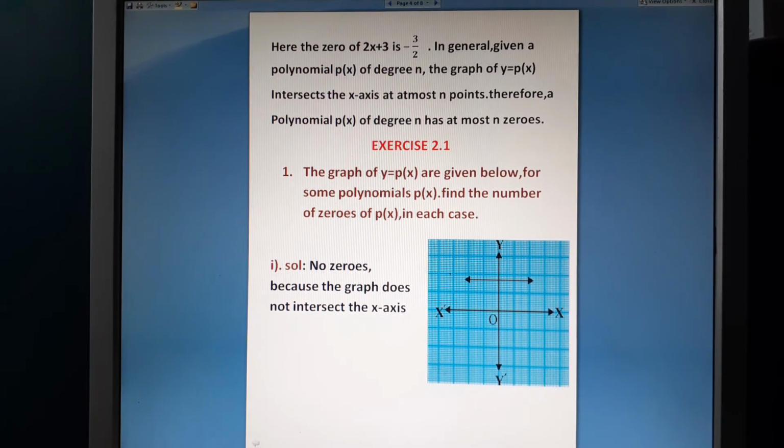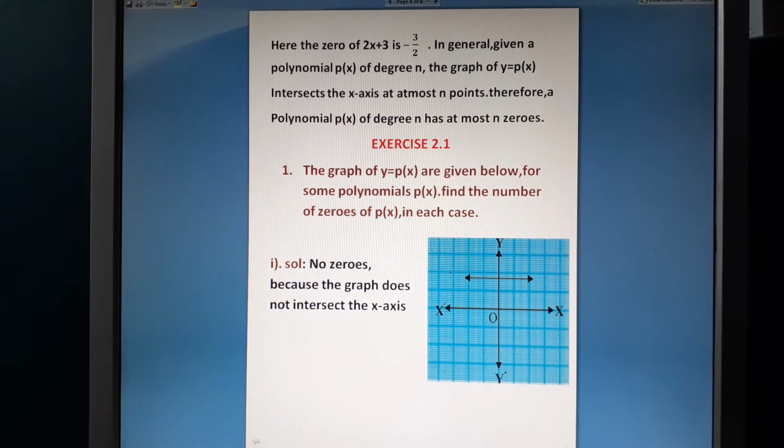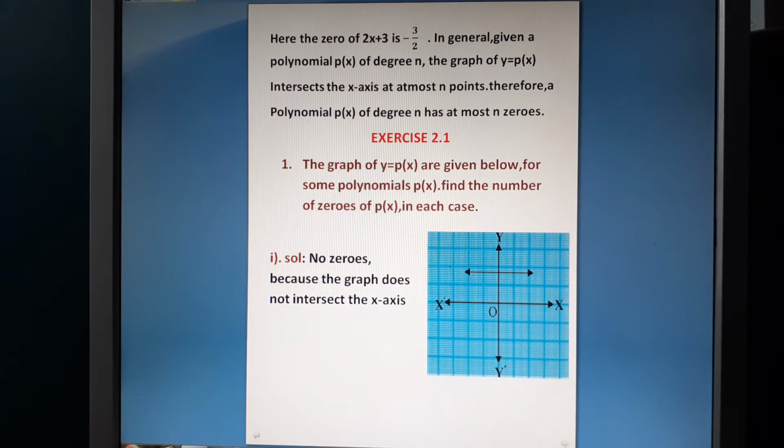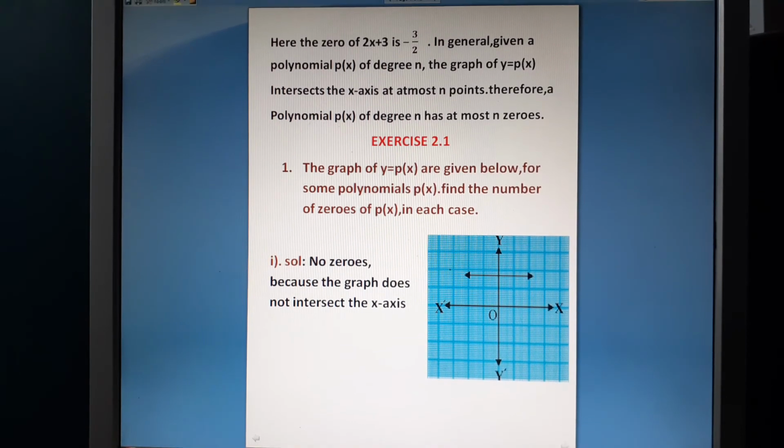In general, given a polynomial p of x of degree n, the graph of y equal to p of x intersects the x-axis at most n points. Therefore, a polynomial p of x of degree n has at most n zeros.